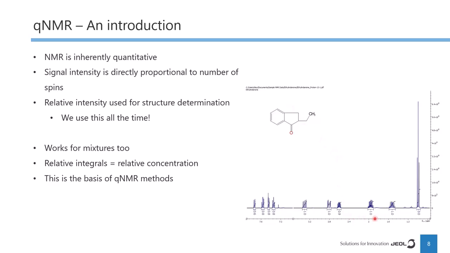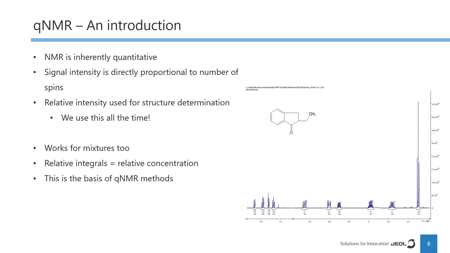If we look in the aliphatic region, we can see signals with an integral of 1 each, and another signal with an integral of 3, and I can use that information to immediately know this is my methyl group here on my molecule. So we're using this quantitative information that's present in our NMR spectra all the time. And we all know that this works for mixtures too.